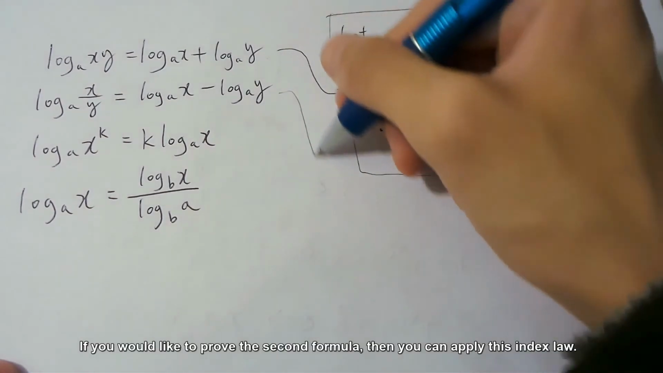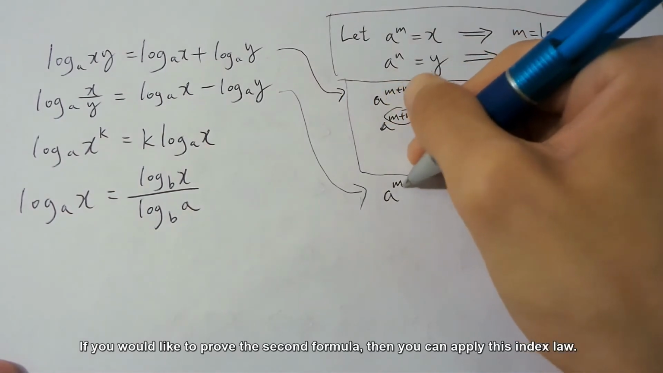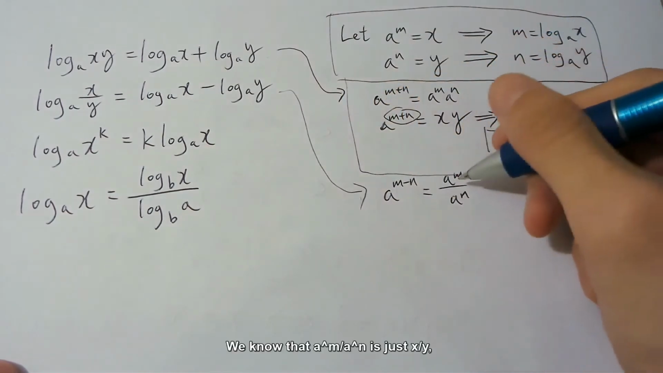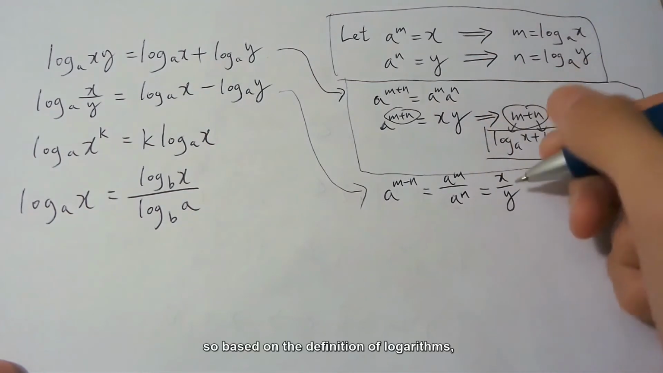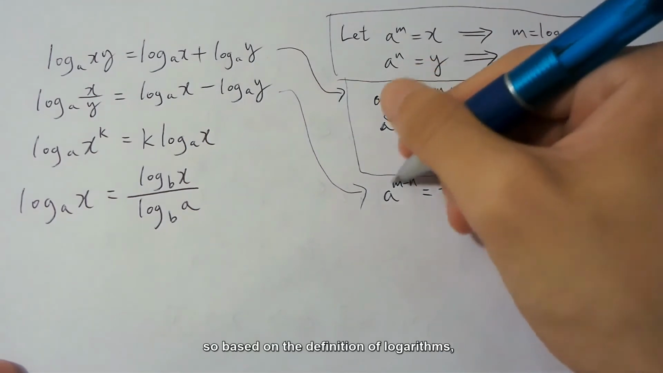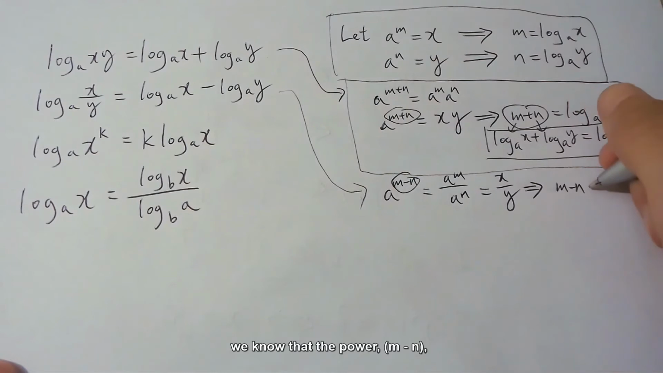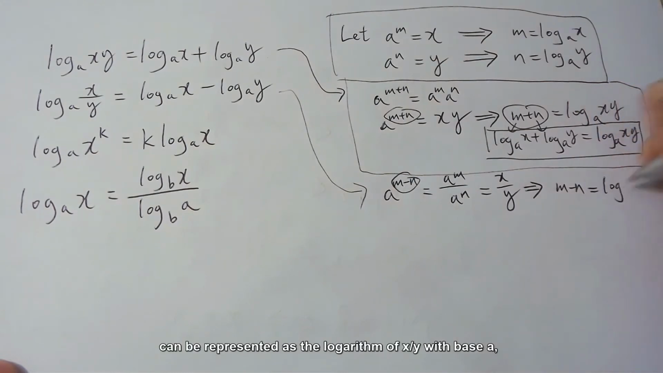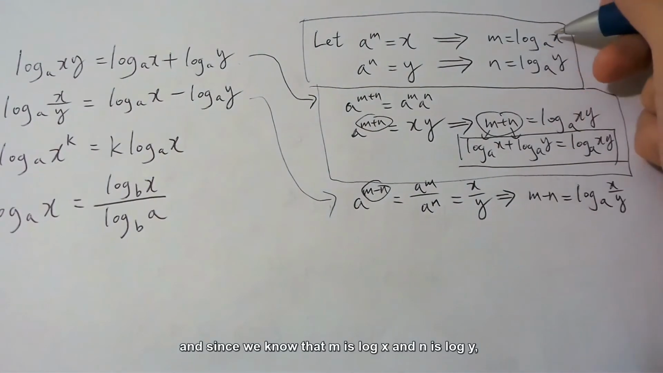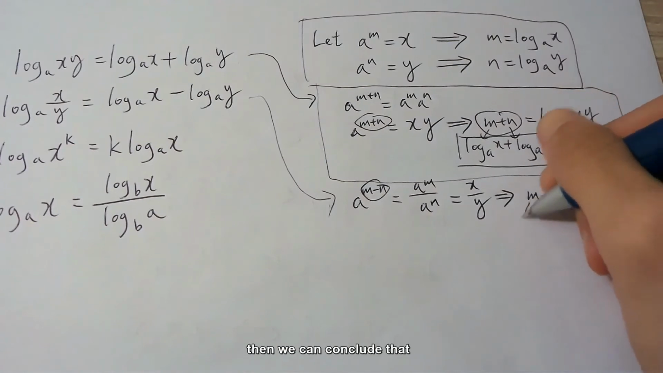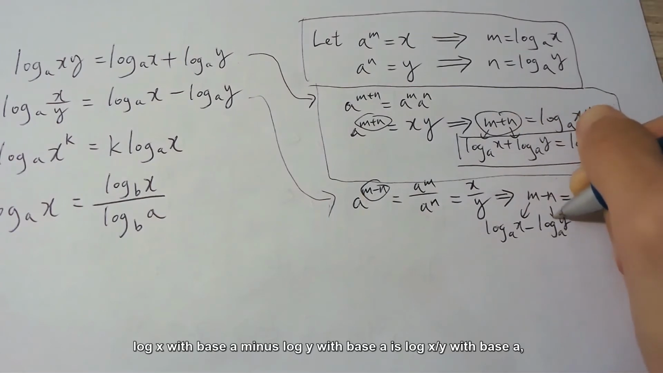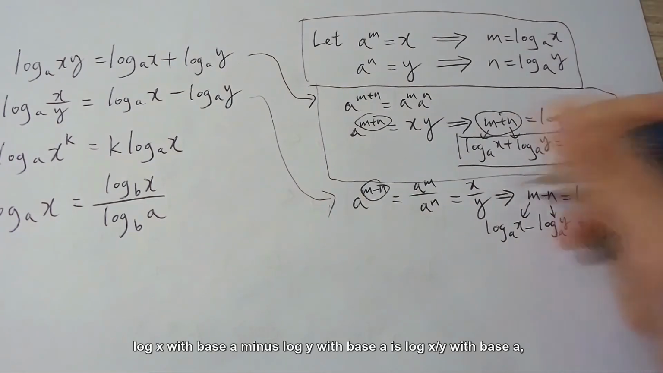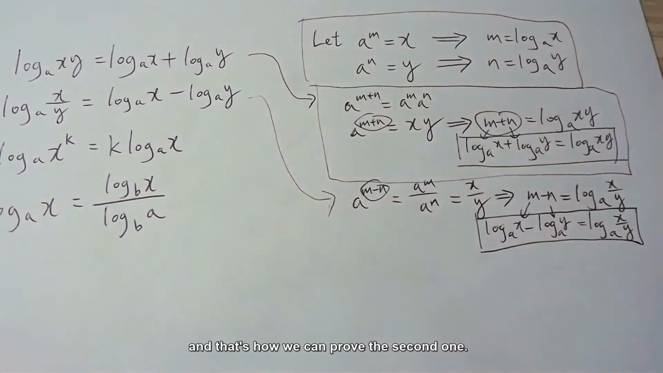If you would like to prove the second formula, then you can apply this index law. We know that a to the power m over a to the power n is just x over y. Based on the definition of logarithms, the power m minus n can be represented as the logarithm of x over y with base a. And since m is log x and n is log y, we can conclude that log x with base a minus log y with base a is log of x over y with base a. And that's how we can prove the second one.